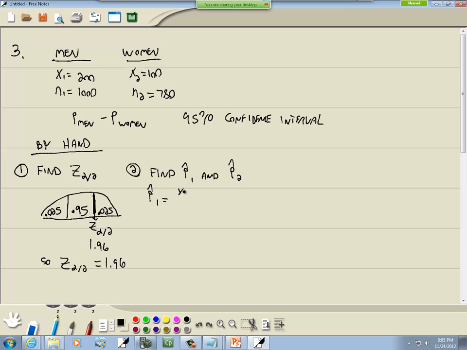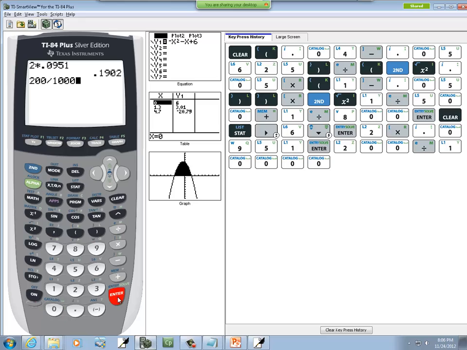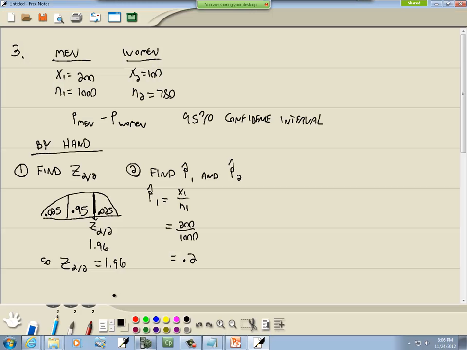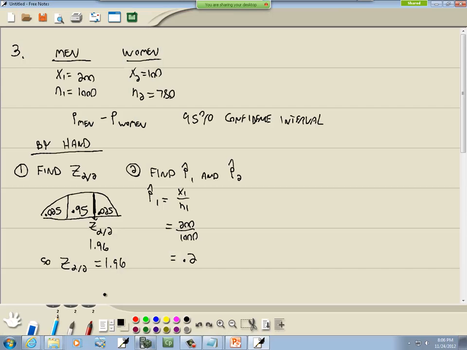P hat sub 1 is equal to x1 over n1, where x1 is 200 over 1,000. I think that's 0.2. I'm not very good with decimals. Let me go check that just to make sure. 200 divided by 1,000. Boy, I was wrong, wasn't I? Oh, I did 10,000. Let's try it again. 200 divided by 1,000 is 0.2.